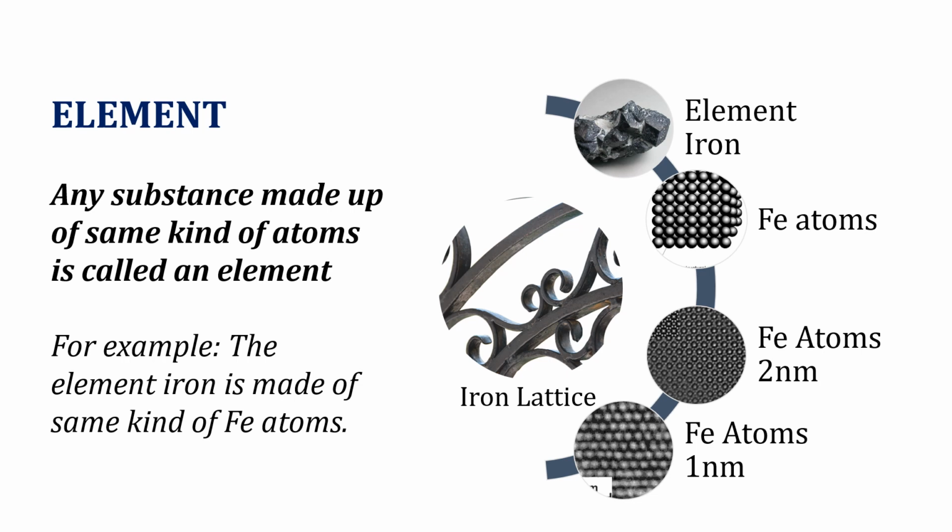On to your right, let's look into what an iron lattice is made of. It's made of the element iron, which is made up of atoms of iron. With a closer look using an electron microscope, we can see the arrangement of iron atoms on the scale of 2 nanometer and 1 nanometer.